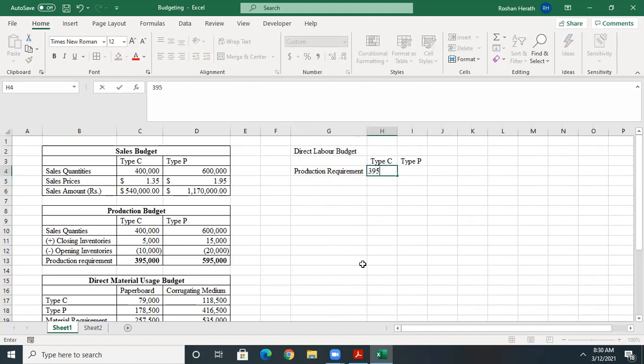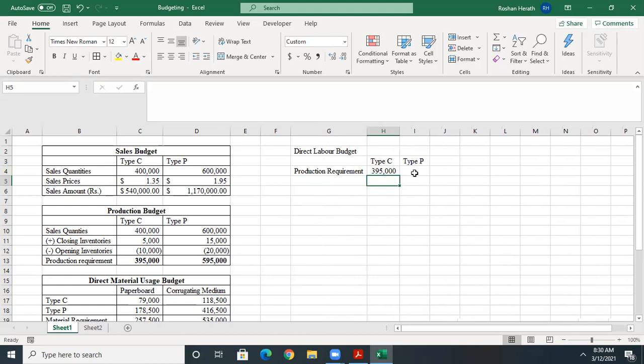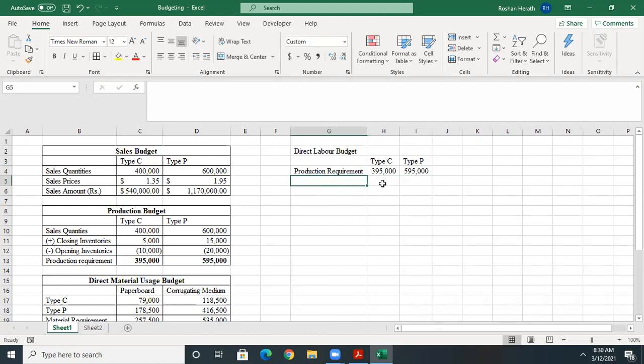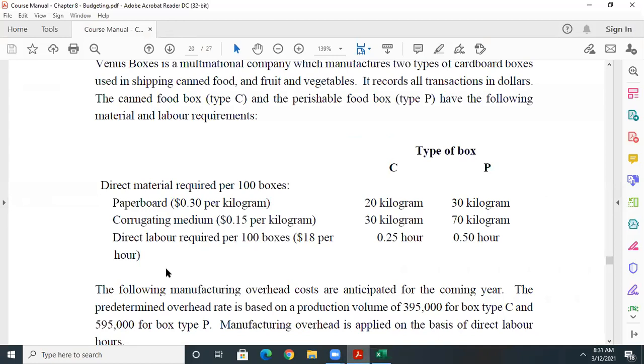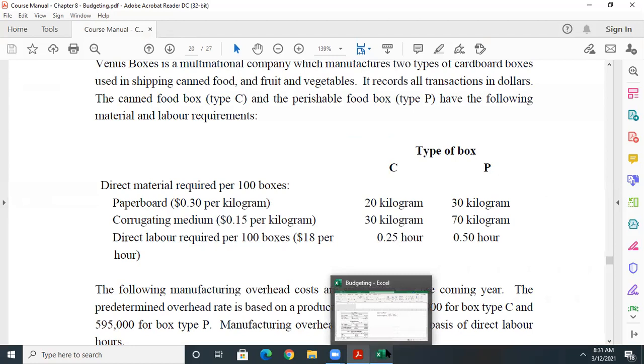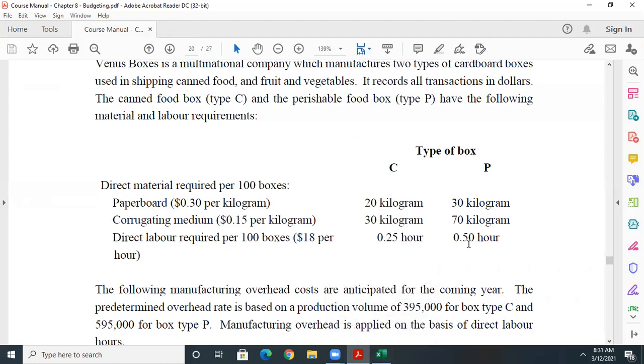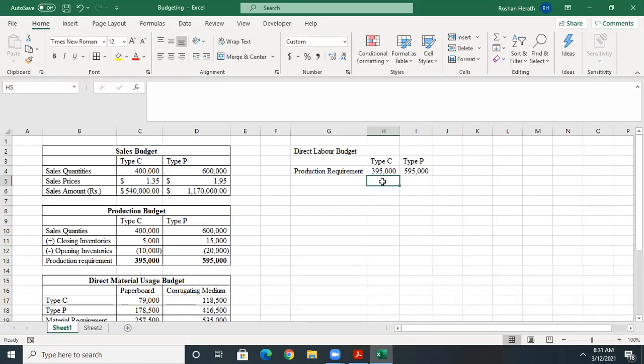It's 395,000 units required and 595,000 units required. And you need to convert that into the labor requirement. And it says that for 100 boxes, it takes 0.25 hours, right? For 100 boxes, it takes 0.25 hours. And for the other, it's 0.5.